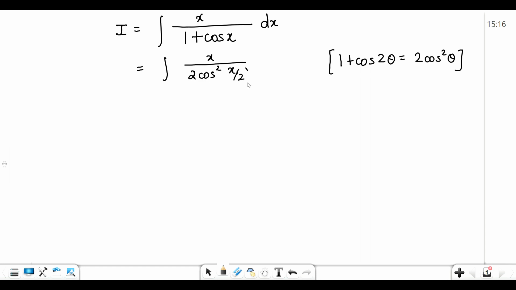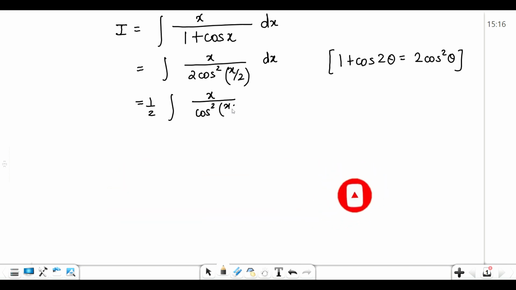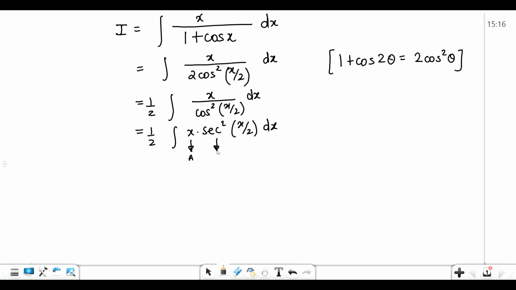After this, we can take 1 by 2 outside, then we are left with x upon cos square x by 2 dx. Now 1 upon cos square can be written as sec square x by 2. Since this is an algebraic term and this is a trigo term, according to the LIATE method, algebraic comes first and trigo comes afterwards. So you can take this as u and this as v. So we have the u into v rule here, that is integration by parts.